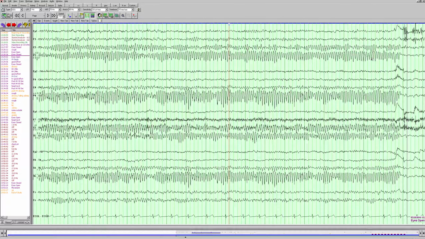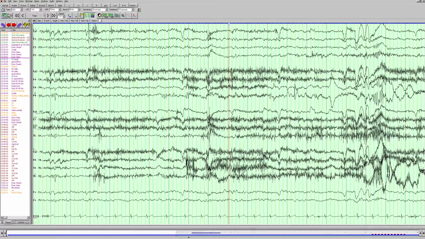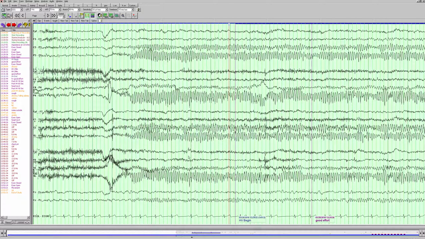Okay, so as we go along here, we see the background still looks really nice, really nicely organized and symmetric. Here the patient opened her eyes again, and we see the background attenuate, and here we see the background come back out there because the eye is closed again. And now hyperventilation is beginning.